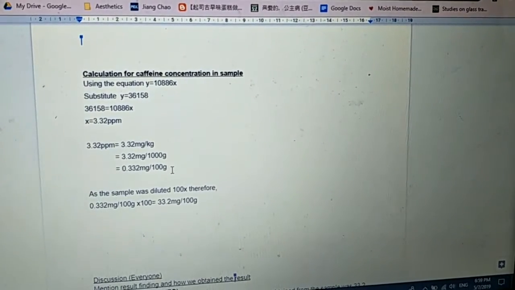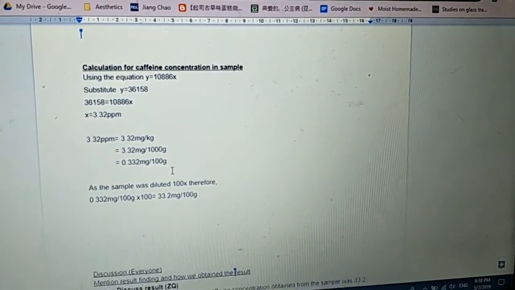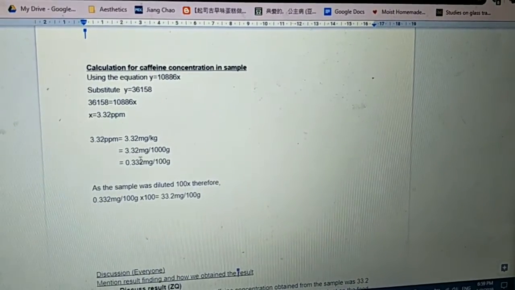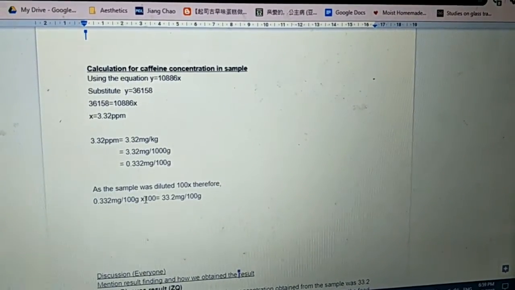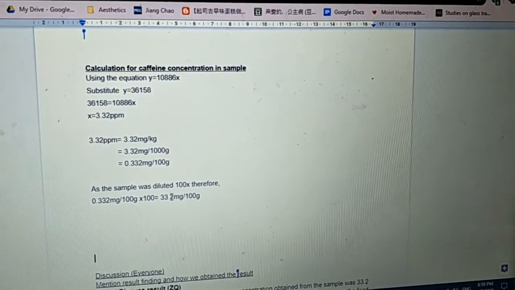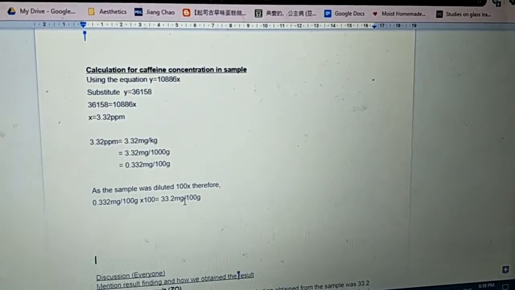However, our sample was diluted 100 times. Therefore, 0.332 milligram has to be multiplied by 100 to get 33.2 milligram per 100 gram. From the results obtained, the caffeine concentration of the sample was 33.2 ppm. This shows that the caffeine content is 3 times higher than the caffeine content on the food labeling.